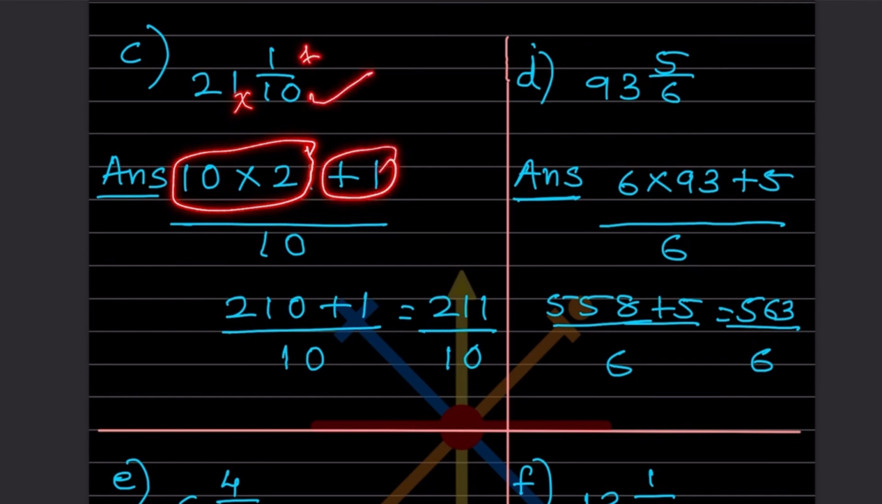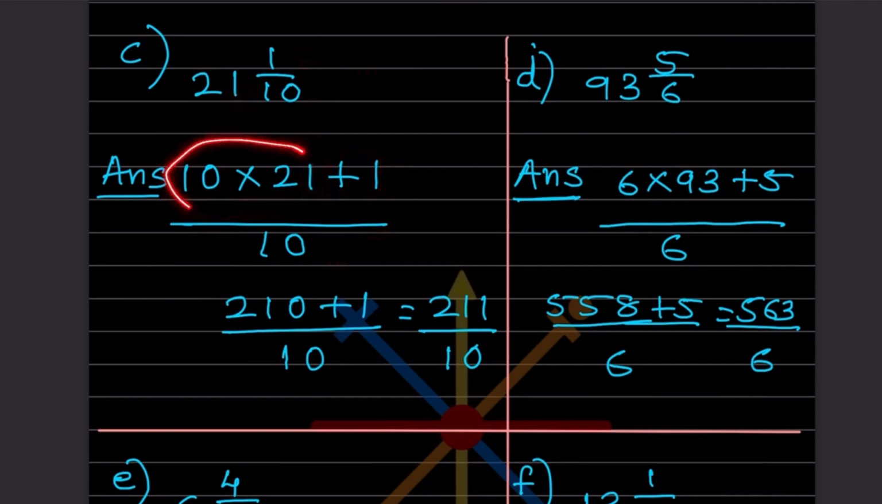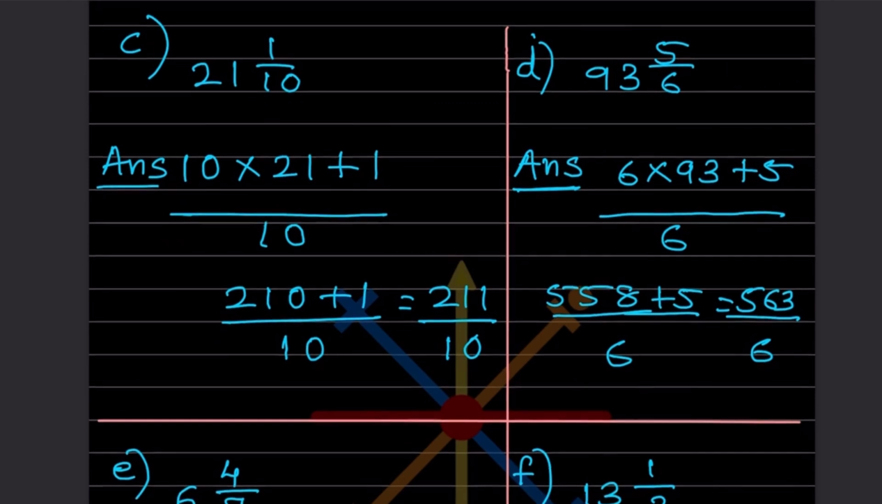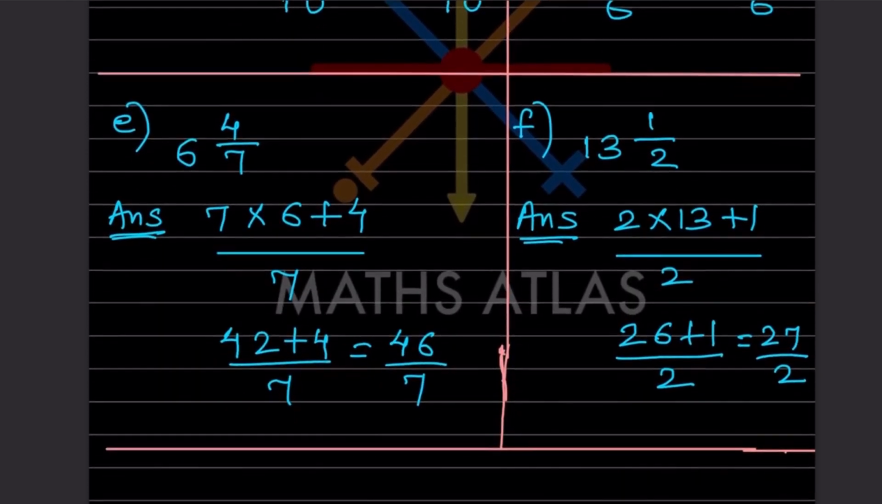The denominator same. So what is that? 21 tens are 210 plus 1, 211 by 10. So you can do this one. Just look at it, how it is. Look at the explanation, and these all problems are similar to that.